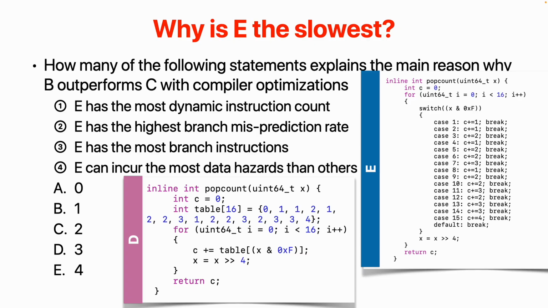How about the branch misprediction rate? Is it going to be highest? Okay, so how about the data hazards?